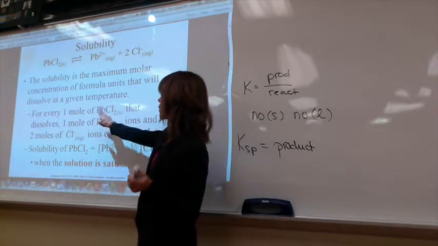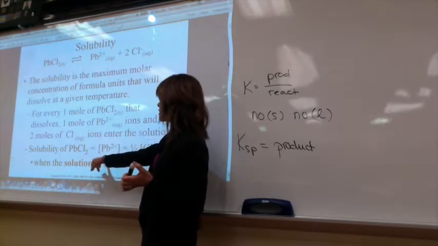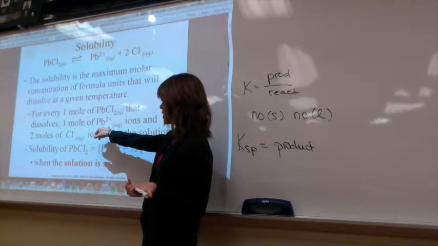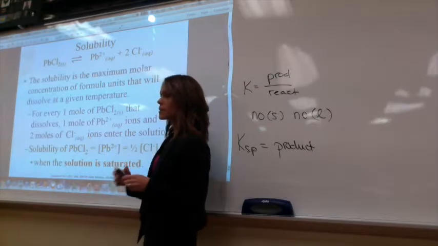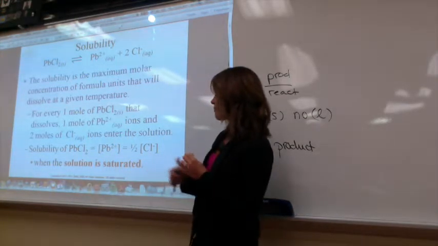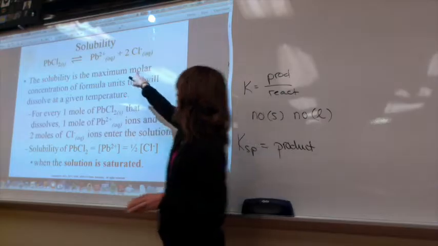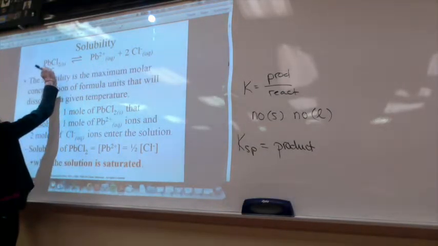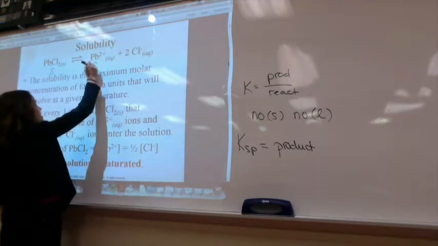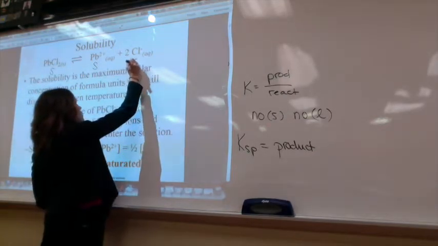So if I say I have 1 mole of lead 2 chloride, it dissolves into 1 mole of lead 2 ions and 2 moles of chloride ions. So this is just to recap. This sort of makes it seem confusing, but if I'm going to write this, I'm going to say that this is S, the solubility of it, this is S, the concentration of it, and then this is 2S.